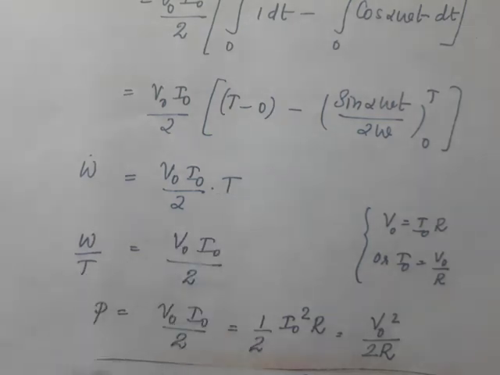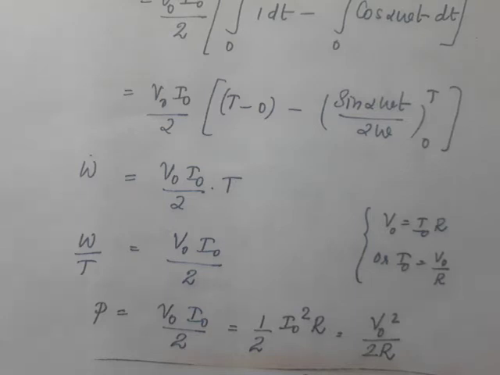Work done by time, that is the time period, is the power. So power is V0 I0 by 2. In the case of DC, we got power as V0 I0. We know the power is the product of voltage and current, V and I. But here in the case of AC, it is V0 I0 by 2, where V0 and I0 are the maximum values of voltage and current, that is the peak voltage and peak current.